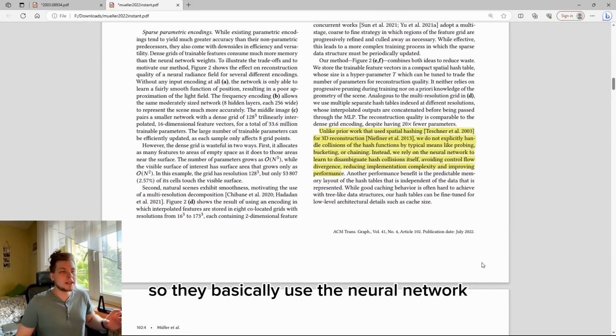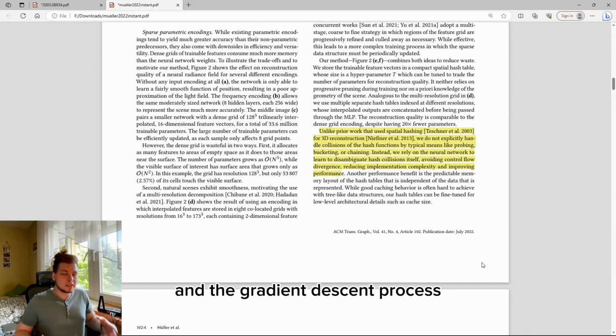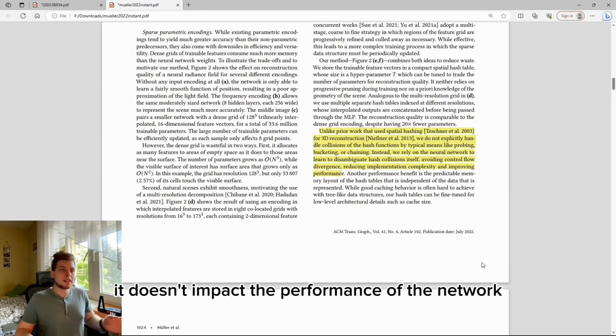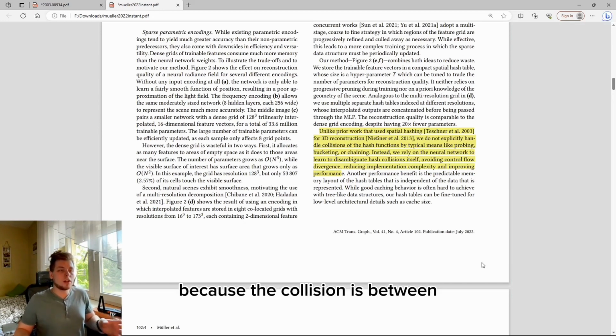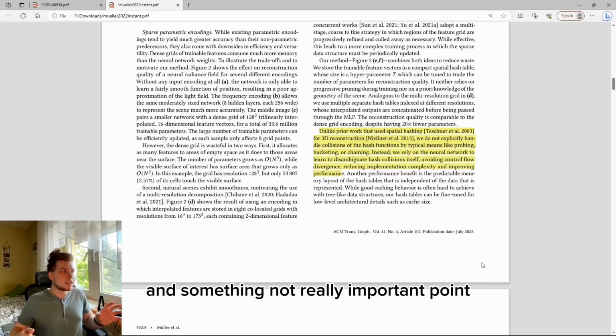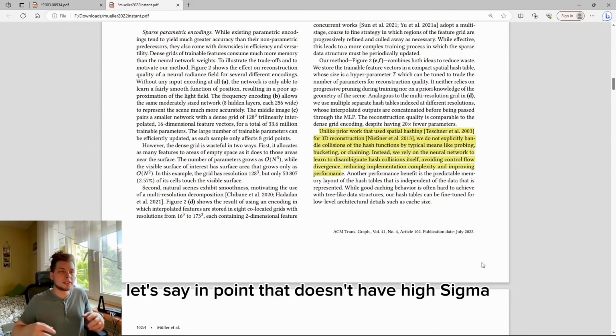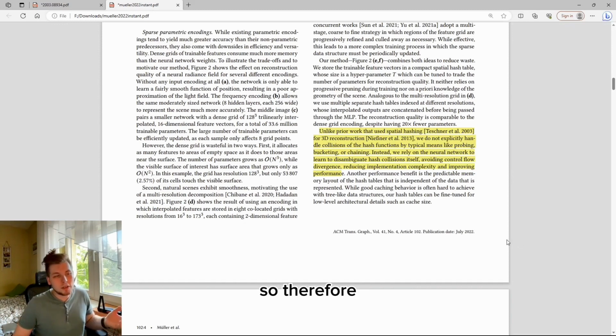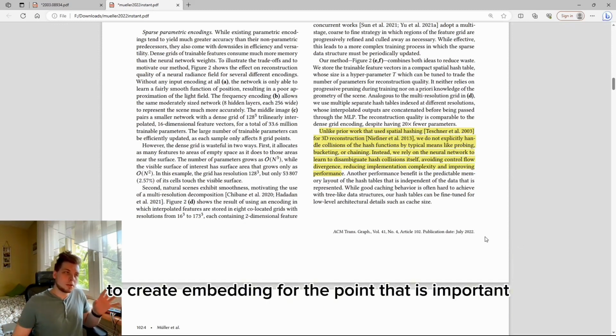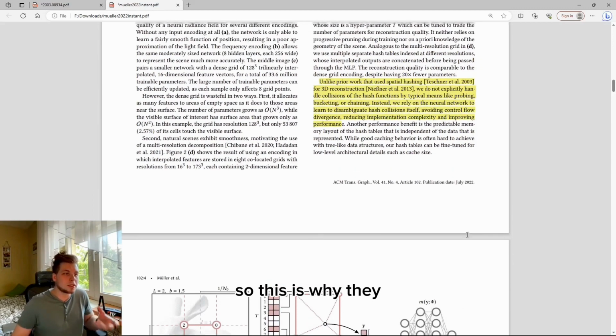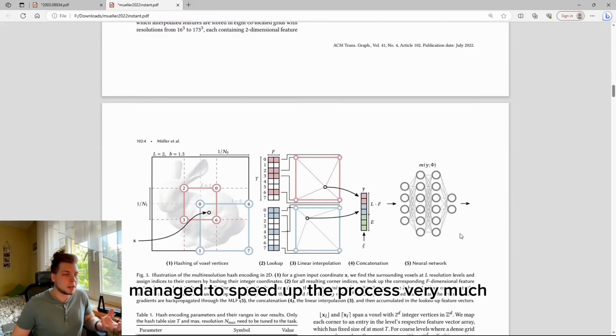So they basically use the neural network and the gradient descent process to set up embeddings in such a way that even if there is a collision, it doesn't impact the performance of the network, because the collision is between, for example, an important feature for a point and a not really important point. Let's say a point that doesn't have high sigma, so it's not very important. Therefore, the network only focuses on creating embeddings for the points that are important. This way they manage to speed up the process very much.